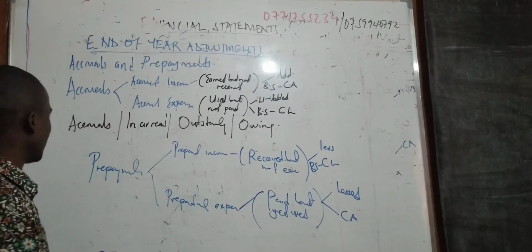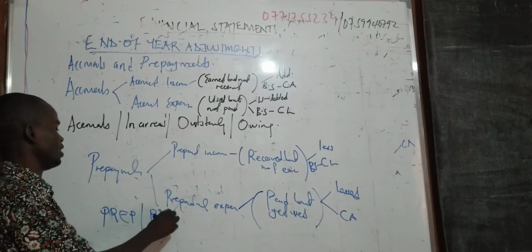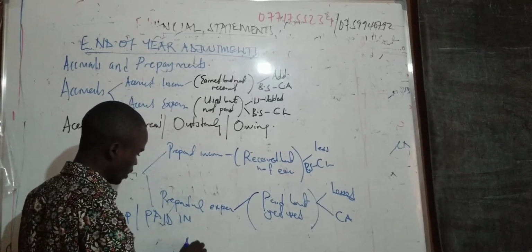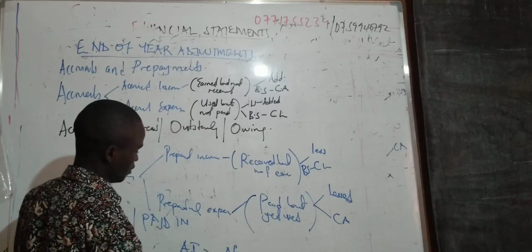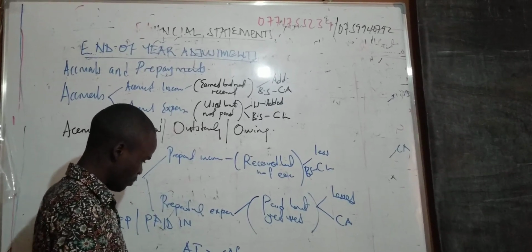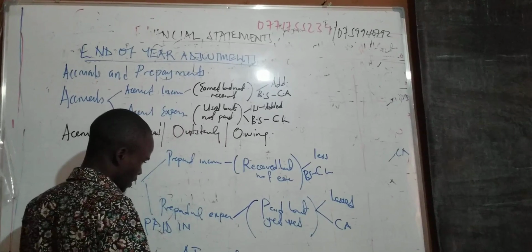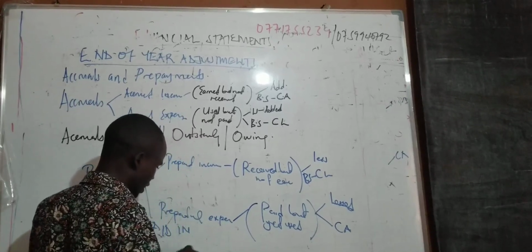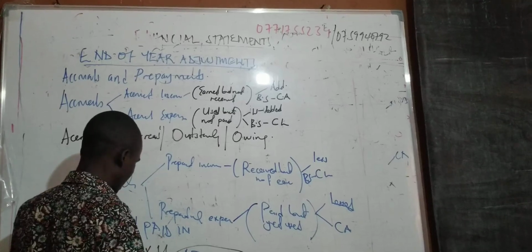In actual sense, another name for prepayment is paid in advance. These things are summarized in a formula. We have accrued income, prepaid income, accrued expense, prepaid expense. So accrued incomes and prepaid expenses are current assets. Prepaid incomes and accrued expenses are current liabilities. And for accruals, add; for prepayments, less.